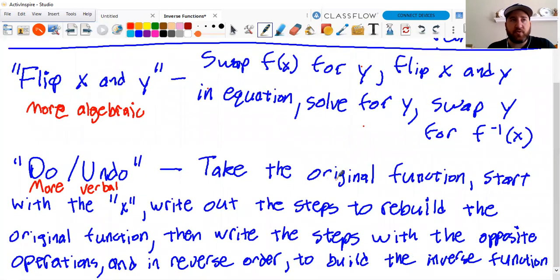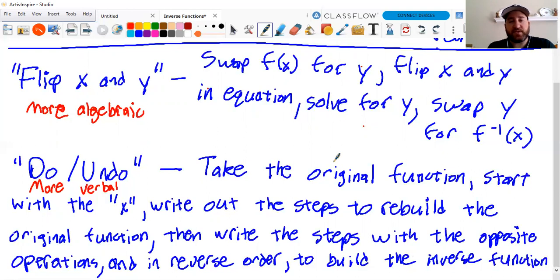The other is the undo method. It's more verbal. It's more like a written list of steps. And again, you really need to see it in action. I take my original function and write out my steps to basically rebuild that function from scratch. I'm always going to start with x. Then I list out everything I'm doing to x. I don't have it written here, but I end with sticking the function notation on the end. So I'm just building the x plus 3, 2x minus 5 part first, and I stick the f of x on at the end.